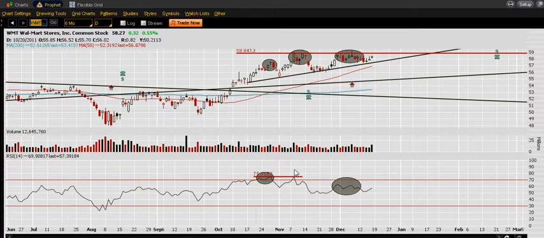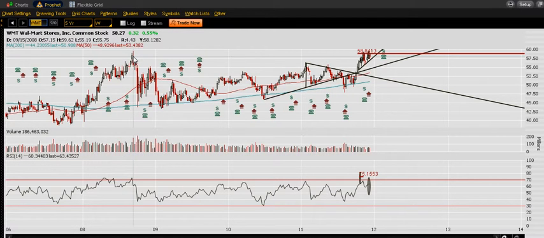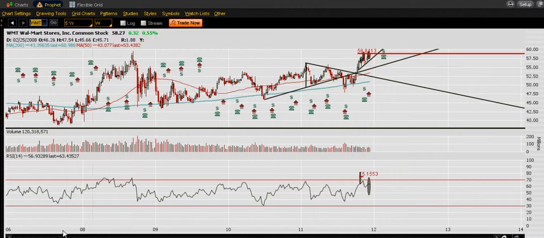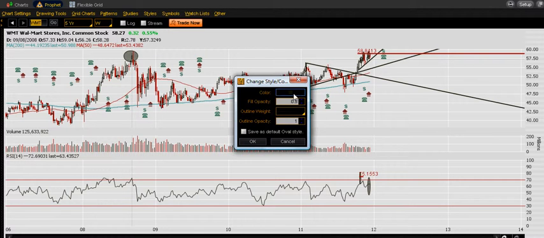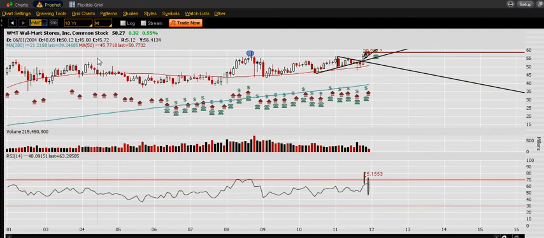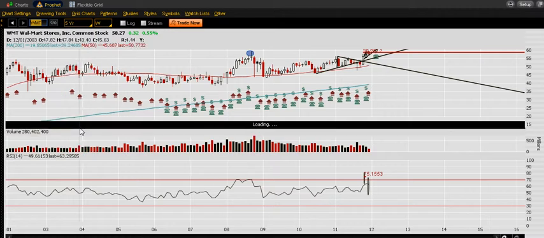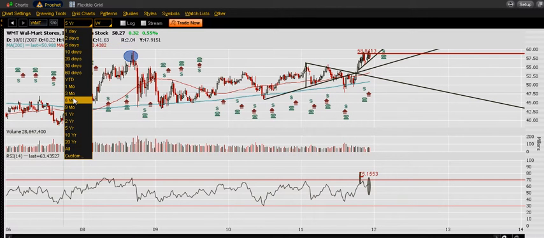So what's so significant about this 59 level? Well, go back to the 5-year chart. $59.62 was the ultimate high in Walmart. Circle it right there. Make it a better color. That was the ultimate high in Walmart, the highest high ever in Walmart history. And that was right before the 2008 bubble popped and the Great Recession started. So it's a very significant level. I definitely expect it to act as some resistance.